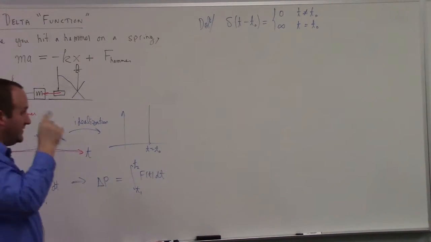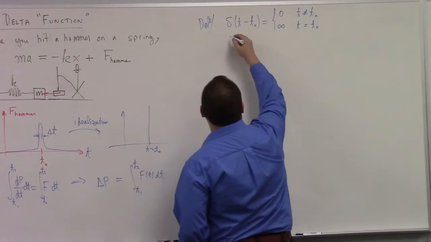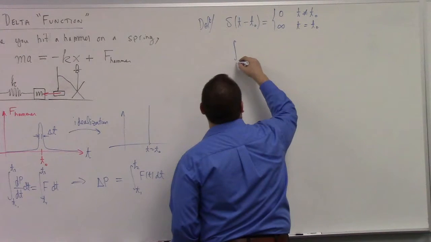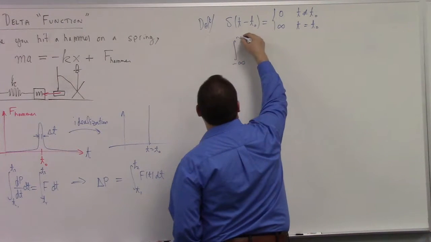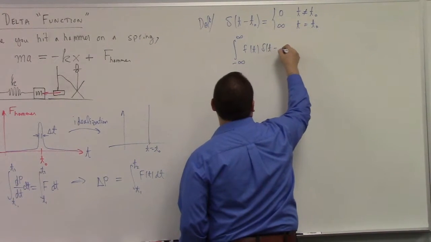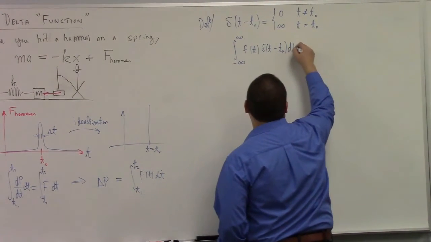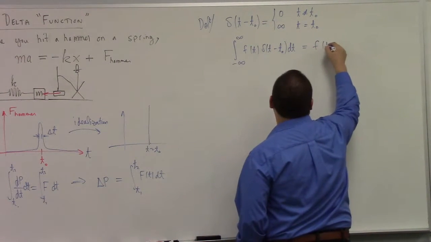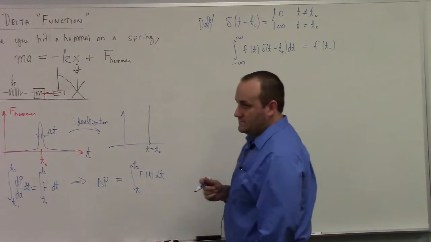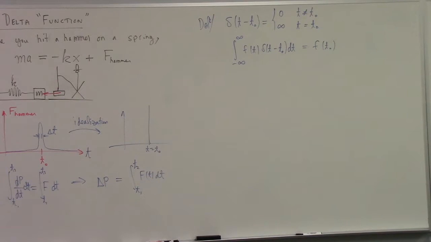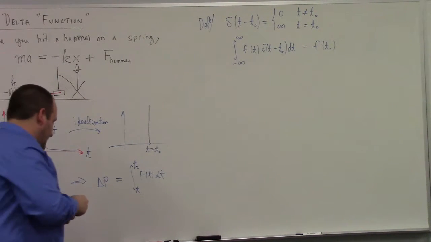But the significance then, and this is a convention, is that this particular one has the following property. It turns integration into evaluation. So the integral from minus infinity to infinity of f of t times delta of t minus t naught dt, all right, is equal to f of t naught. That essentially sets the impulse of the Dirac Delta function to 1. That's why the Dirac Delta function is also known as the unit impulse function.